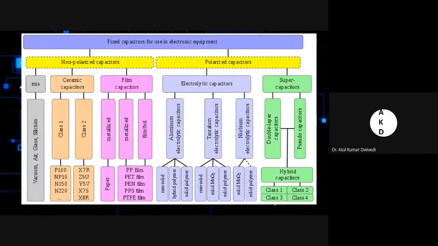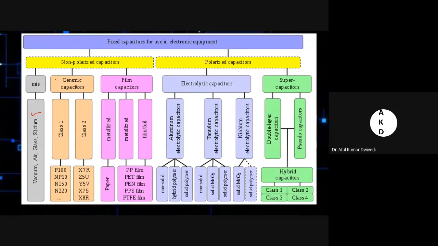Now let us come to the capacitors. There are many types of capacitors in the lab, and in practical life also there are different kinds of capacitors used for different purposes. Some MIS kind of capacitors are there that are not available in the labs. These are actually formed by the devices because of some reason. So vacuum, air, glass, and silicon components are used for this. These are the automatically formed kind of capacitors.